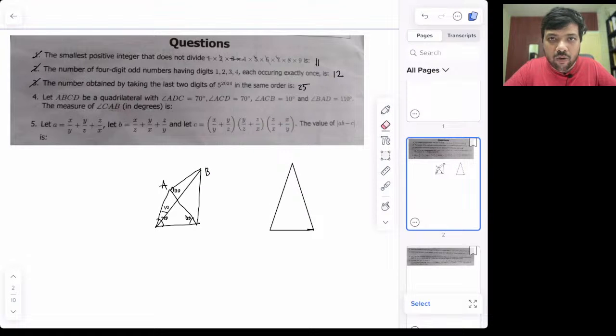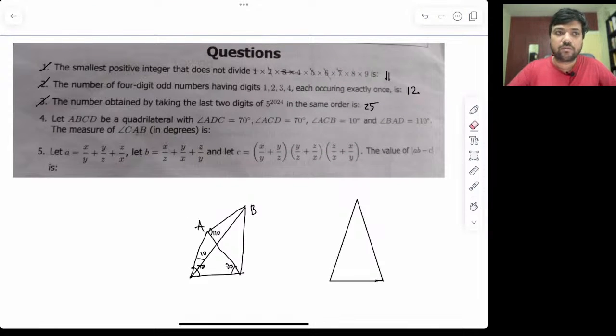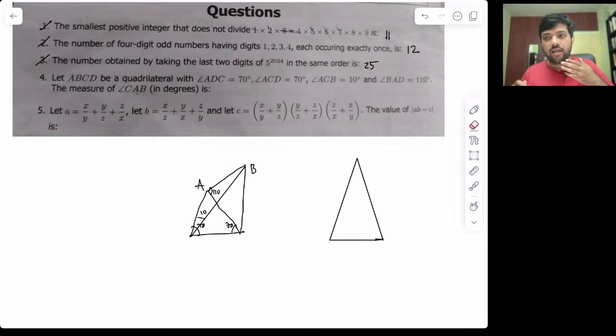Sorry, so let's just see. Movie recording. Okay, so let me just fix it. Is it visible now? Can you see the drawing? Yeah. Okay, cool.